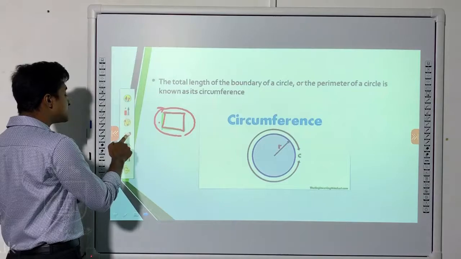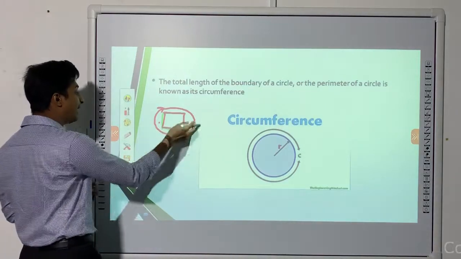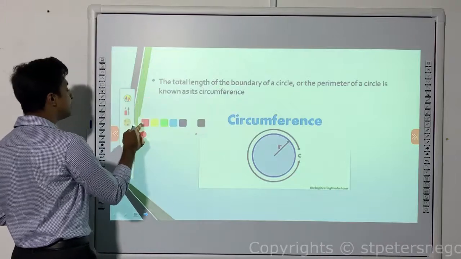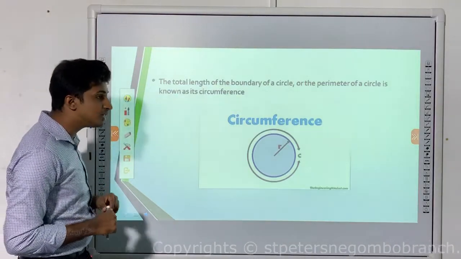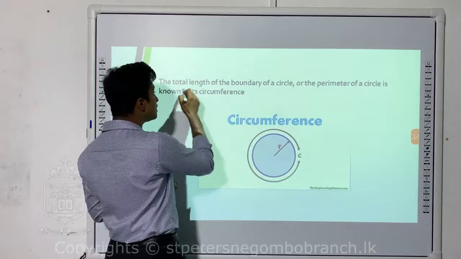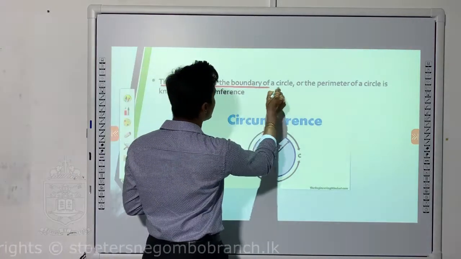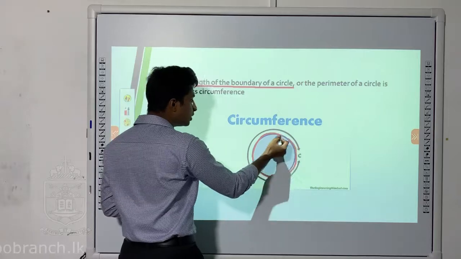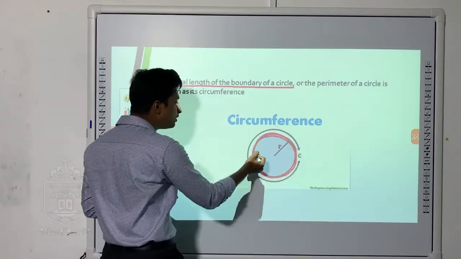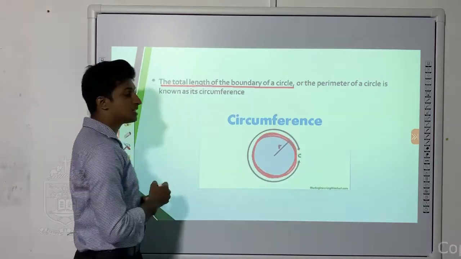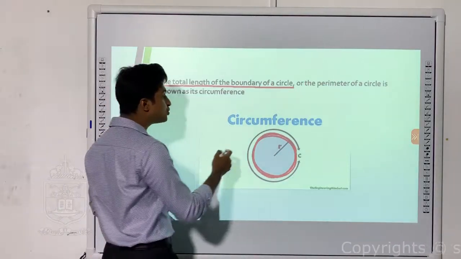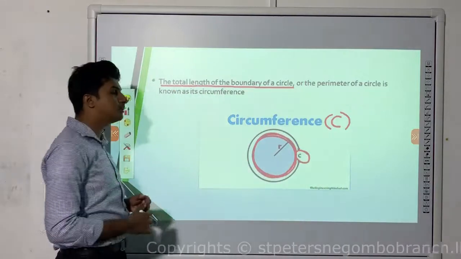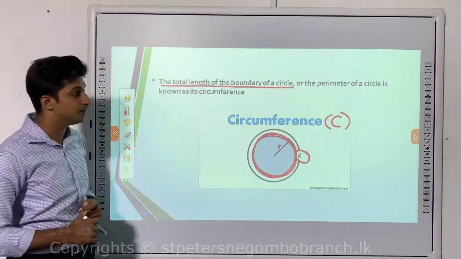But if I consider a circle, it is difficult for us to add values and get the perimeter of a circle. For that reason, we are using the circumference. So circumference is the total length of the boundary of a circle. This is the boundary of the circle. The total length of this whole boundary is considered as the circumference, and we usually mark it as C.